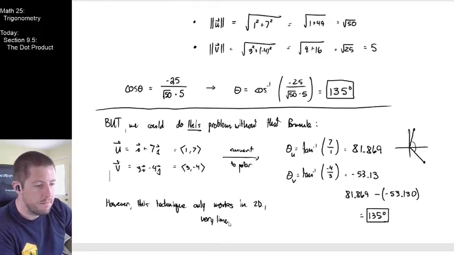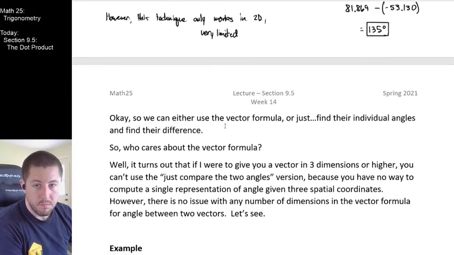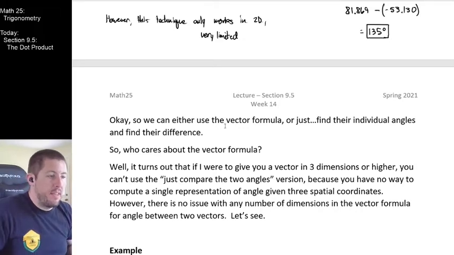Very limited. So let's go see a higher dimensional example. And I guess this paragraph is just saying this.